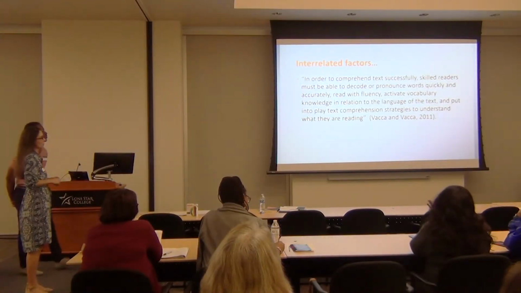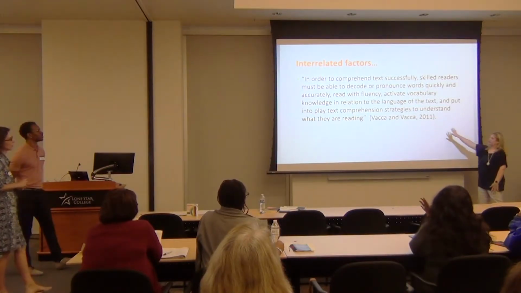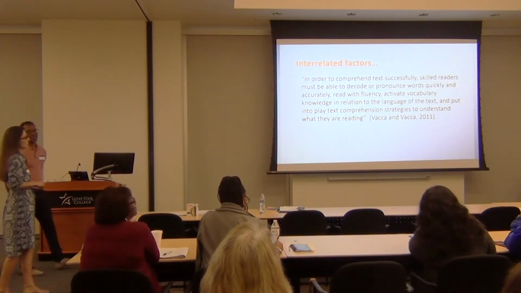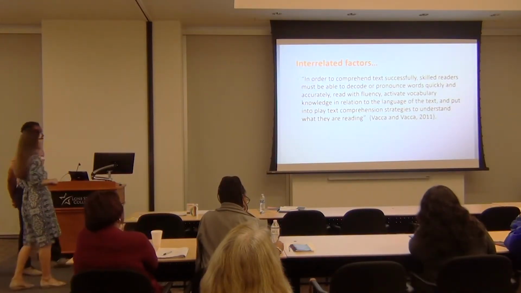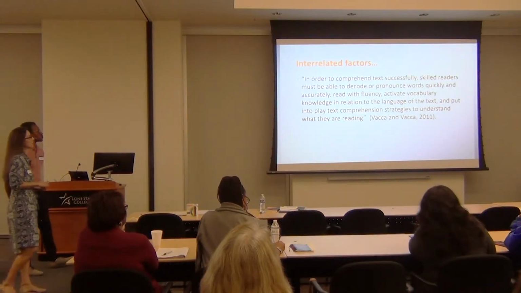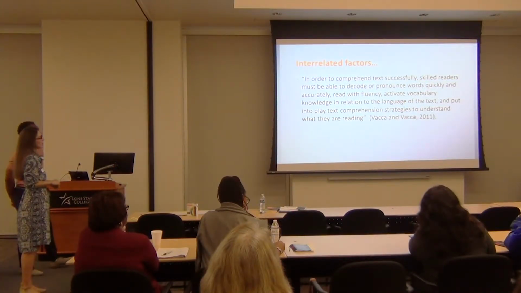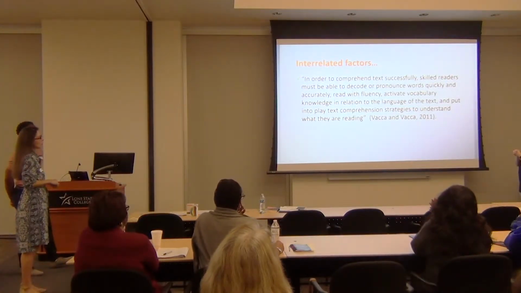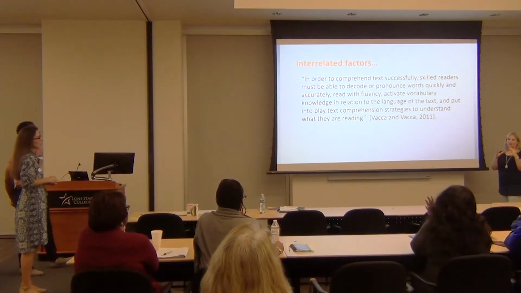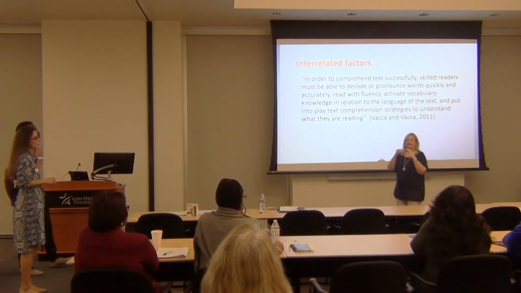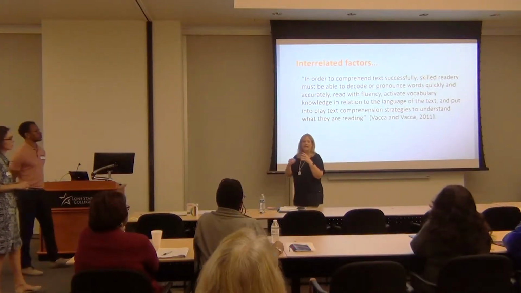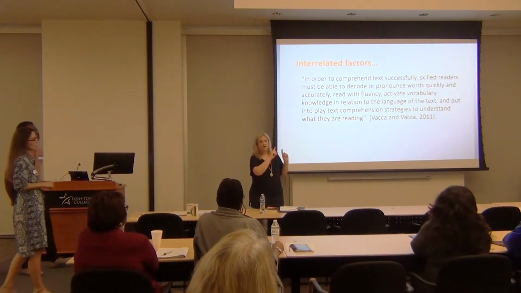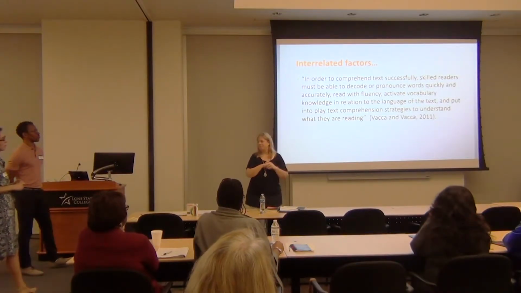This is just a really good quote. Baca and Baca are pretty known in the K-12 world for content area reading. In order to comprehend text successfully, skilled readers must be able to, all at the same time, decode or pronounce words quickly and accurately, read with fluency, activate vocabulary knowledge in relation to the language of the text, and put into play text comprehension strategies to understand their reading. It has to happen all at the same time. And so if you have students that are struggling, it's very possible that one of those things on the previous slide or more is getting in the way of their comprehension.